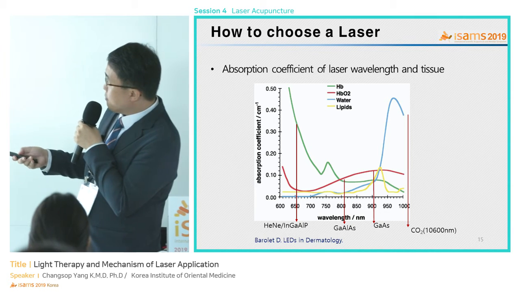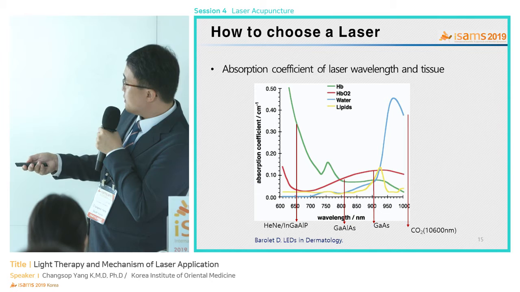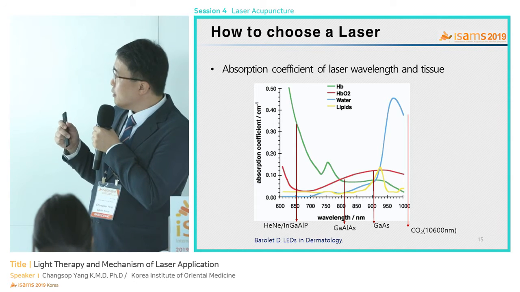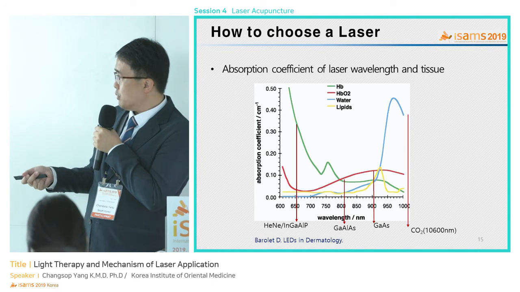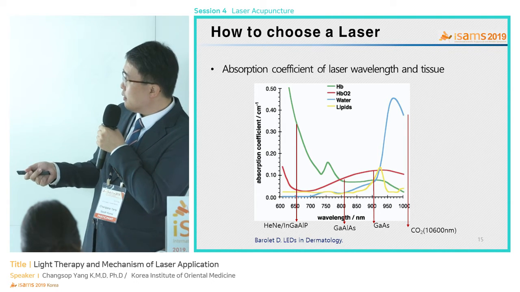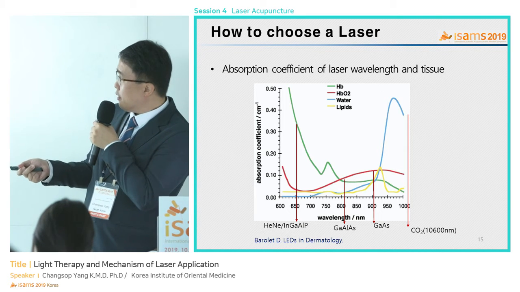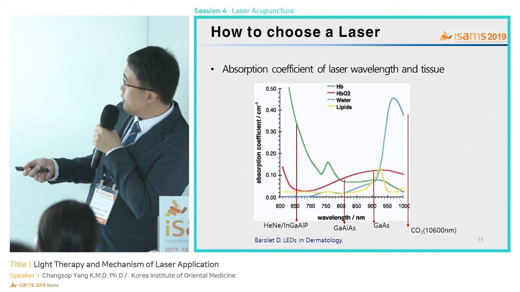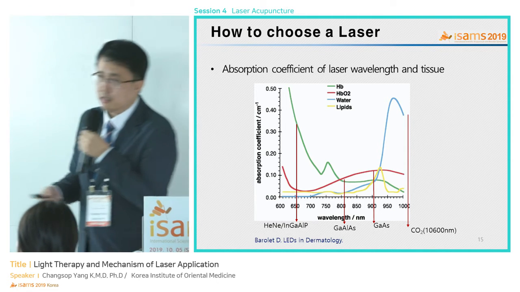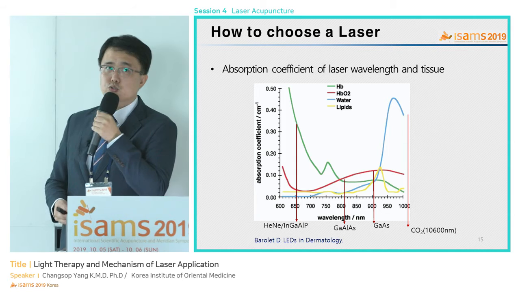In our body, there are some compositions like this. The x-axis is the wavelength, and the y-axis is the absorption coefficient. The most popular laser type for laser acupuncture is the gallium aluminum arsenide laser, which has a wavelength of around 800 nanometers. With these lasers, the light can go into our body, muscle tissues and other things, because in that range the lipids, water, and hemoglobin, the blood, barely absorb energy. So the laser energy can go deep into our body, to the deep acupoint.